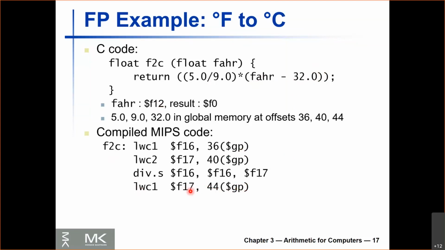Where will I put the result of that? So I can't put the result in F12 because I might need F12 later on, right? So I'm actually going to put the result in F17 because I no longer need 32.0. So I'm going to do F12 minus F17, put the result in F17. So now 5 over 9 is in F16, and then Fahrenheit minus 32 is in F17. So what do I do next?